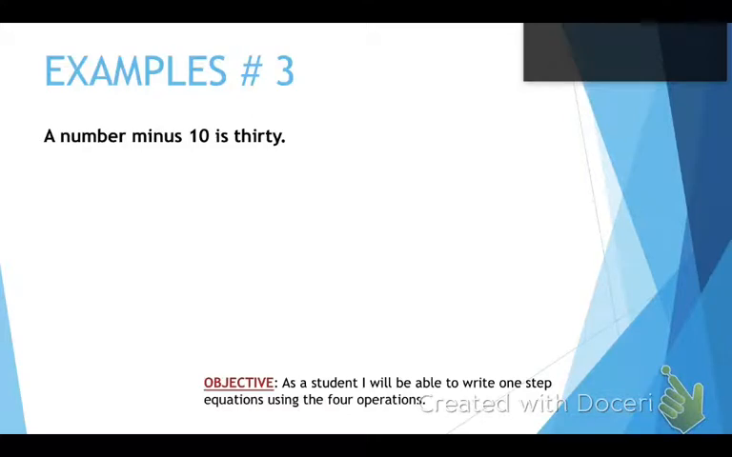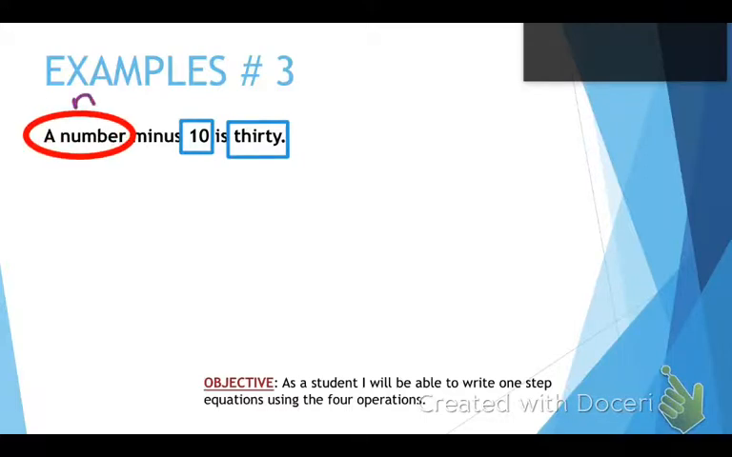Alright, number 3. A number minus 10 is 30. So this is the last example, I believe, that I have for you. So remember, we want to find all of our numbers. So minus 10, so we have 10, and we have 30. Okay, and then we need to find our variable, and it says a number, which is really easy because, once again, I'm just going to use n.